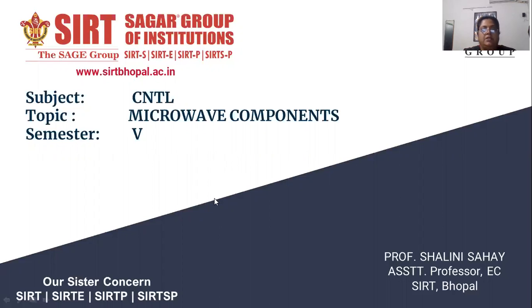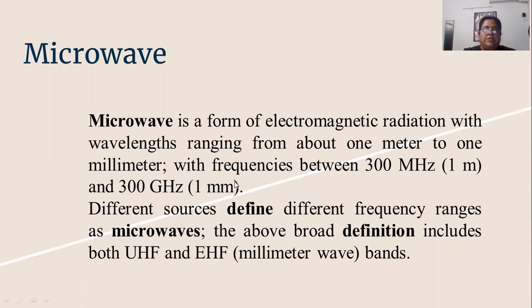In this lecture, I am going to discuss the microwave components. First, we'll discuss what microwave is. It is a form of electromagnetic radiation with wavelengths ranging from about 1 meter to 1 millimeter, with frequencies between 300 megahertz, that is 1 meter, and 300 gigahertz, 1 millimeter.